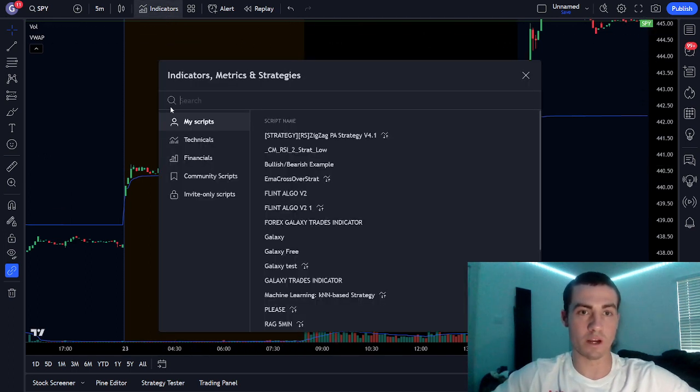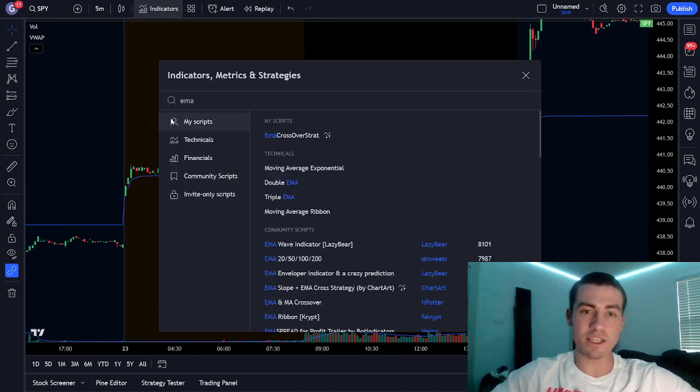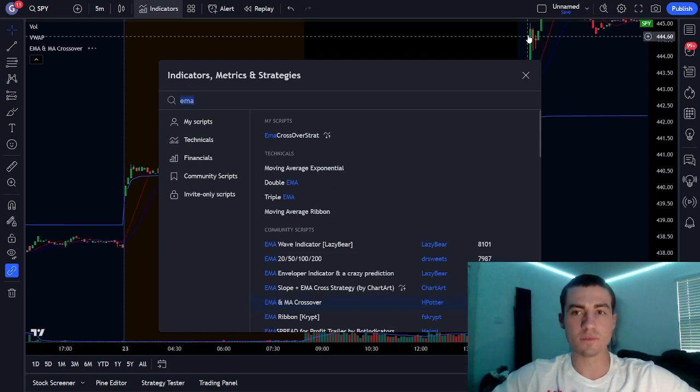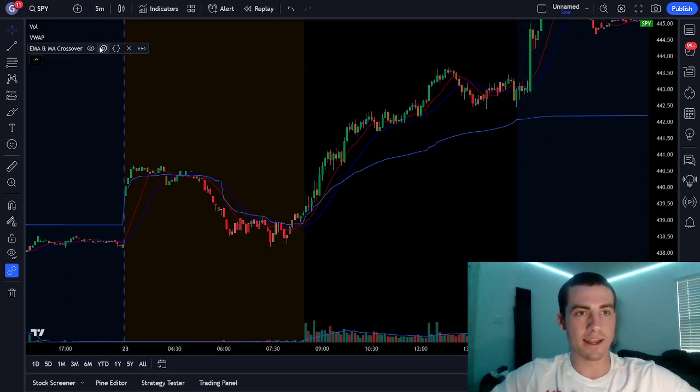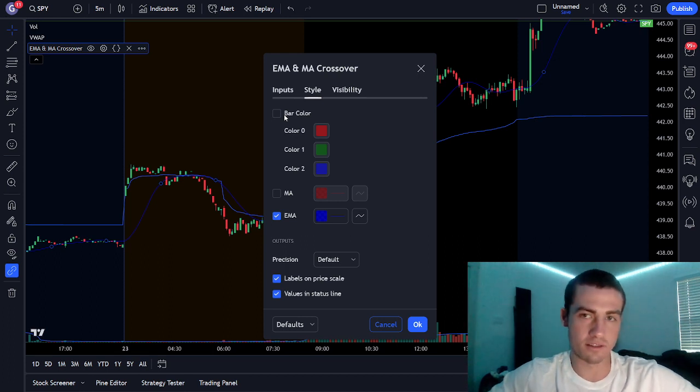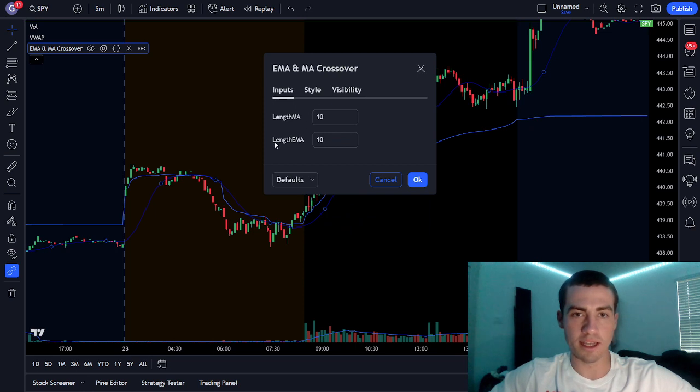The next one you're going to want to add is kind of just to confirm your level and add an additional way to set your stop loss. It's not required, but you're going to want to go to EMA and MA crossover by H. Potter. Now you click on it, and now when you go to settings, you want to remove MA. You don't really need the bar color because your bars are already whatever color you want. Then you're going to go to inputs, and when it says length EMA, you're going to put 20.